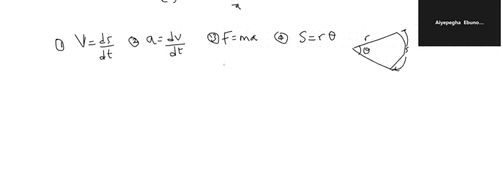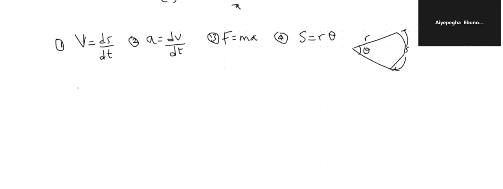For example, if you combine equation 1 and equation 2 together, you can get the third dependent kinematics equation. These two are independent, but the third one is dependent. So we can get something like this.